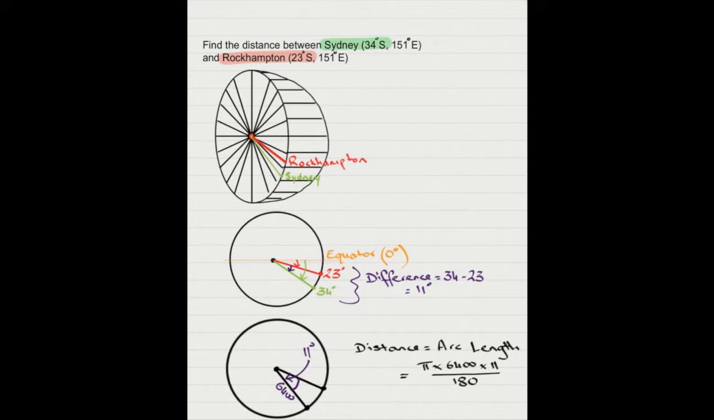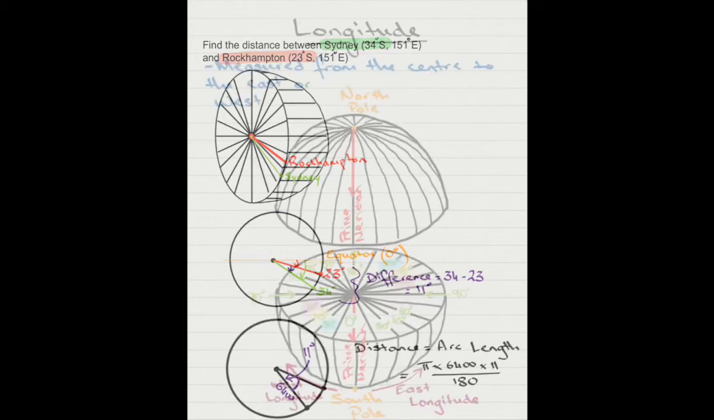Looking now at the simplified diagram below, at the circle, we've drawn on the equator, which represents 0 degrees. We know Sydney is 34 degrees south and Rockhampton is 23 degrees south, so we've drawn that on there. What we're really looking for is the difference in angle between the red line and the green line, or Rockhampton and Sydney. So the difference there is 11 degrees. We have another little diagram that shows that underneath, and again the distance equals the arc length.